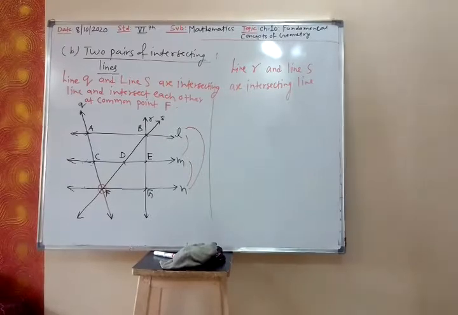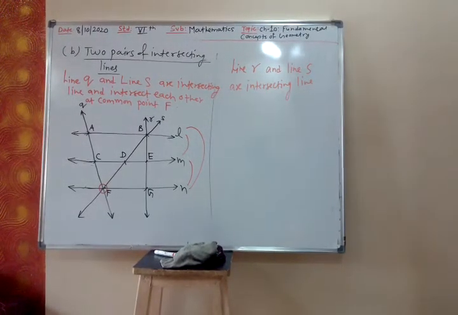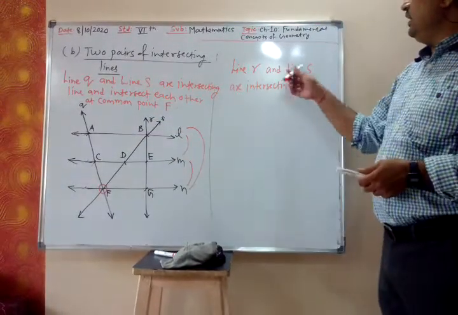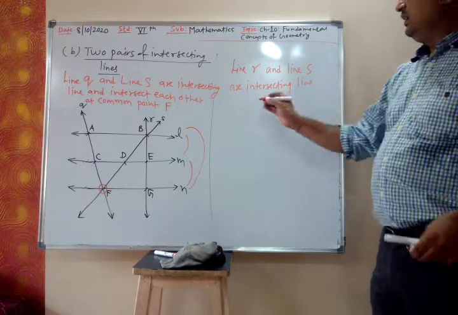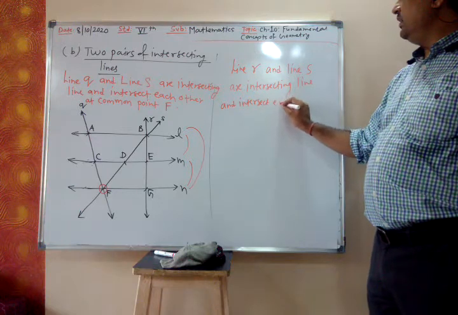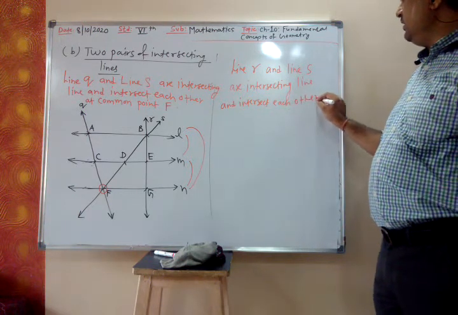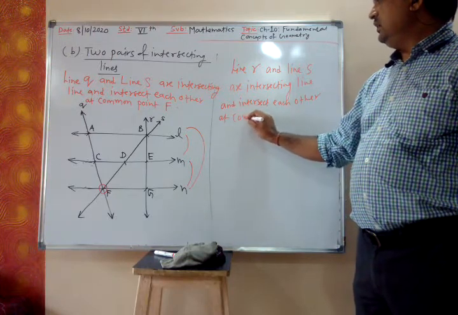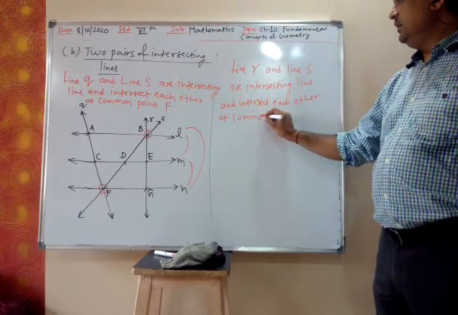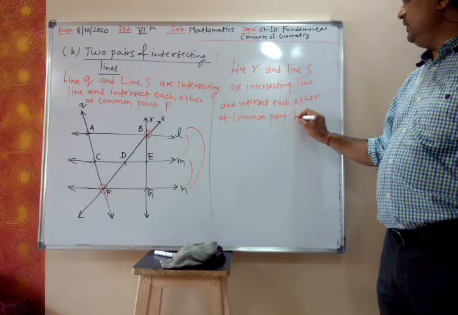Wait, we are not writing C. We are continuing with B. We have to write two pairs. One pair is Q and S. Now second pair is R and S. Line R and line S are intersecting lines and intersect each other at a common point. Yes, because line R and line S intersect each other at common point B.